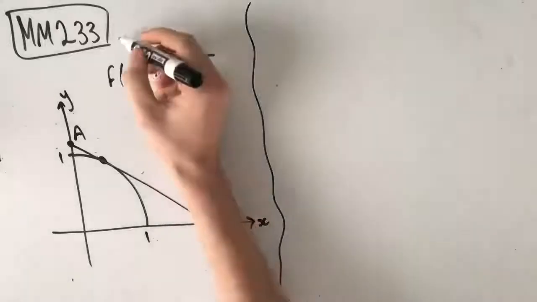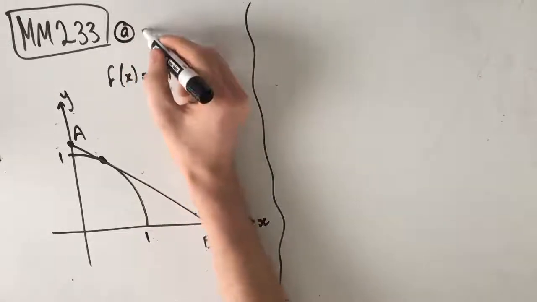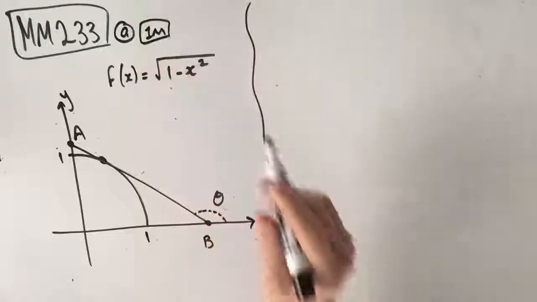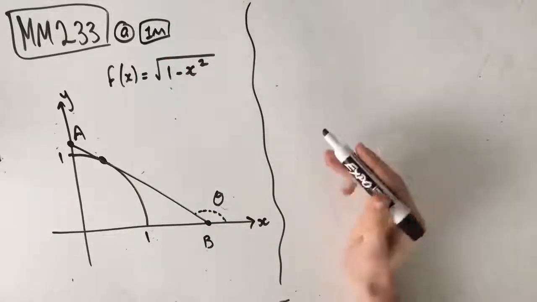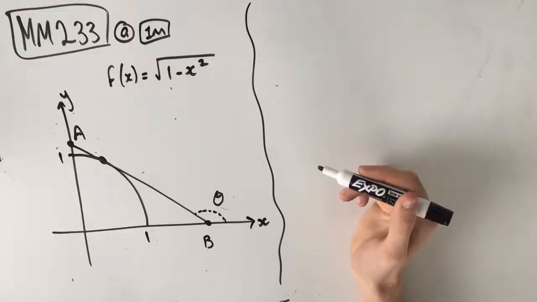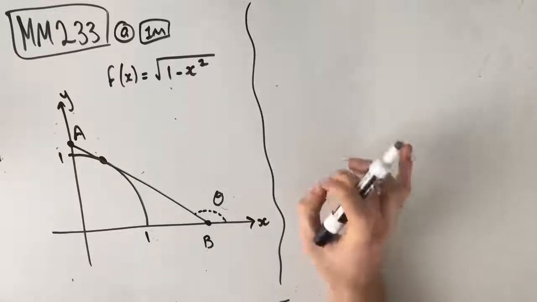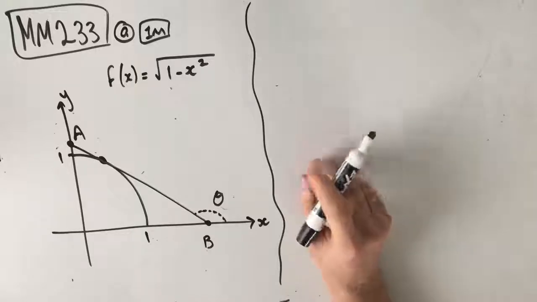So, the first question, part A, is just 1 mark. And it asks us find the average rate of change of f of x between x equals 0 and x equals 1. Cool. So whenever we see the words average rate of change, we need to think gradient.